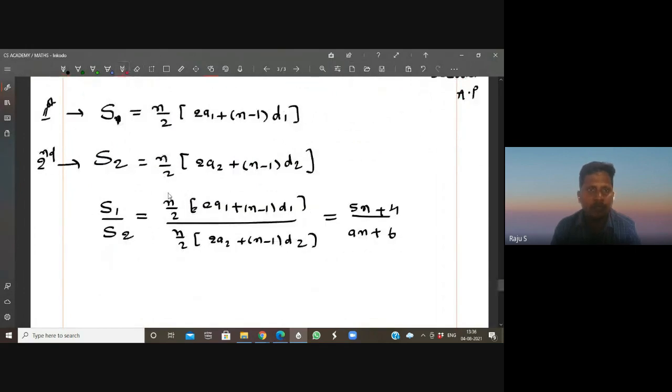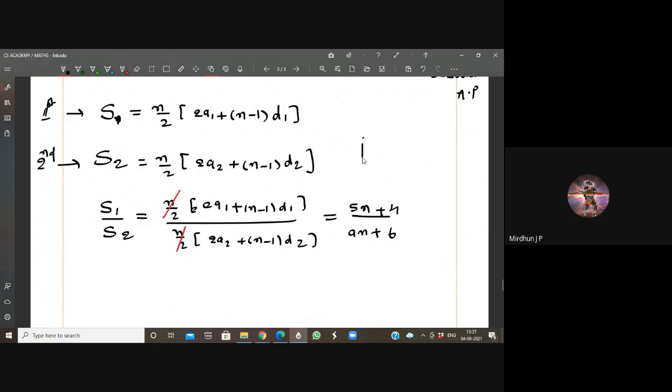Right, now you can cancel this n by 2, n by 2. What shall we do next? After this, in place of n, we can substitute 2m minus 1, where m equals 18.